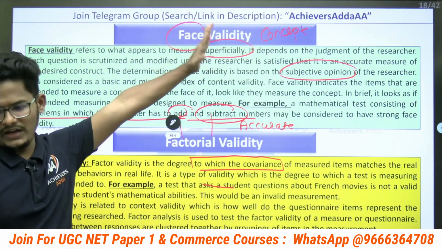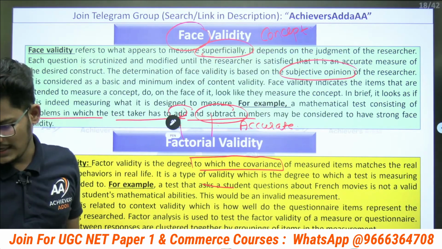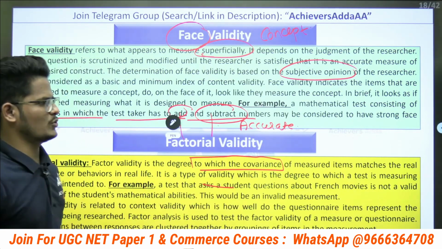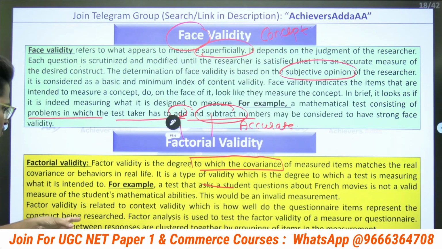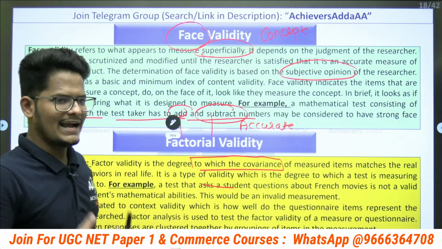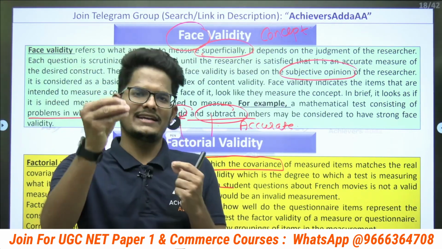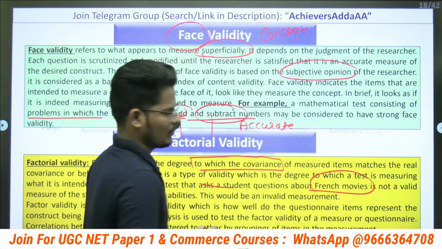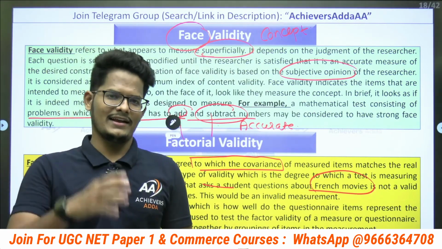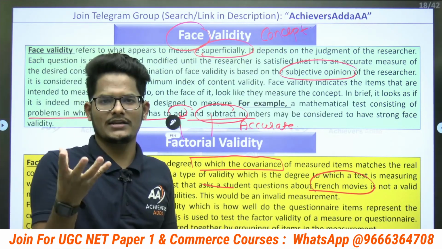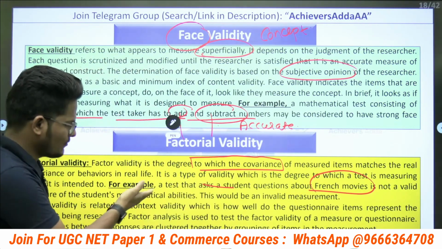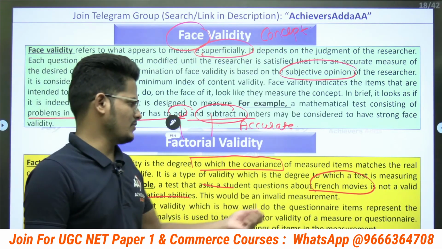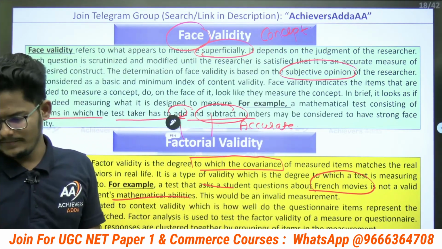So let's put the definition aside. Understand the concept. Understand the example. A test that asks a student questions about French movies is not a valid measure of the student's mathematical ability. I wanted to measure what? The mathematical ability of a student. Here my question is what? French movies. About French movies I am asking. They will say, "Arey sir, do you have a mind at least? What are you talking about? Do you know what you are asking and what you wanted to test? You wanted to test our mathematical ability, then you are asking about French movies. How can this be related?"